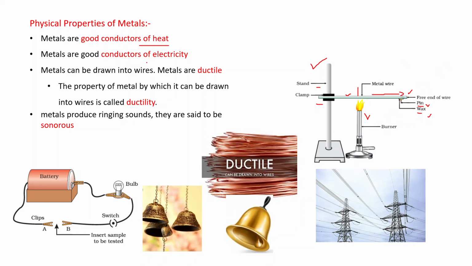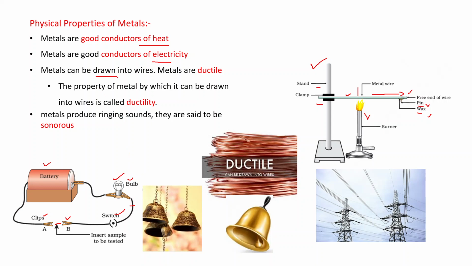Metals are good conductors of electricity. This can also be verified. In the 7th standard you discussed the circuit. This is a battery, bulb, switch, and these are the wires, and we join these two clips. In these clips we can fix a metal, and after fixing that metal rod, if the bulb glows, it indicates that the metal is a good conductor of electricity.